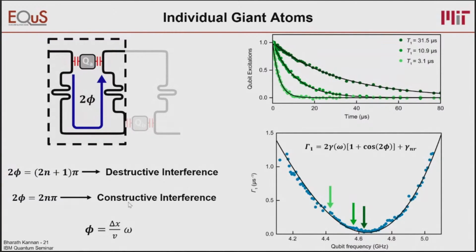Good. Yeah, and so because this frequency where the qubit has maximum relaxation decouples from the waveguide, we call this the decoherence-free frequency, because you are no longer decohering into the waveguide due to this destructive interference.